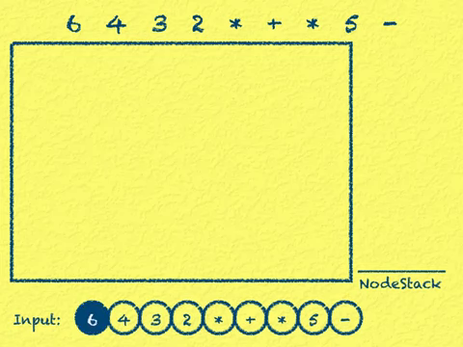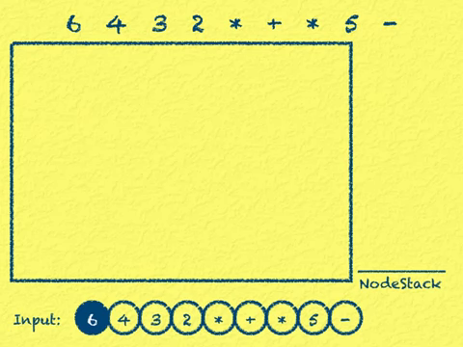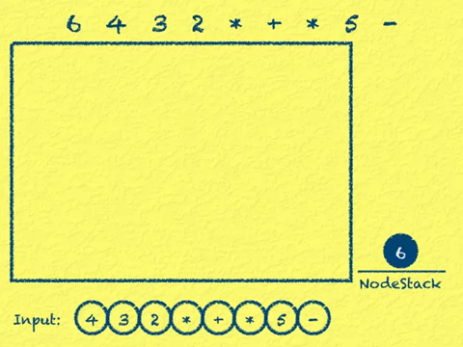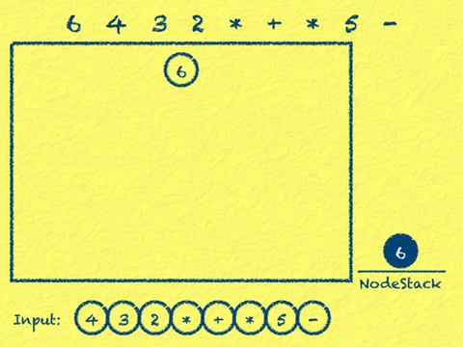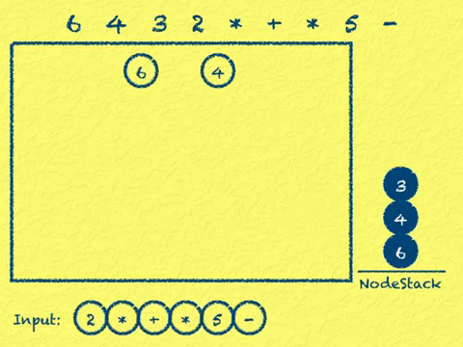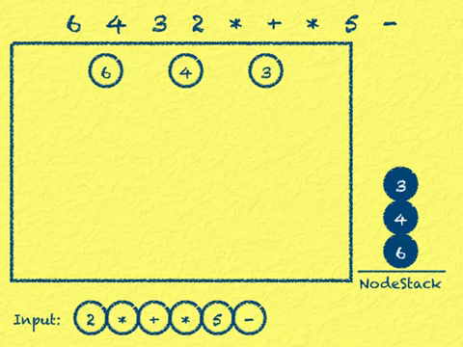So, first node, 6, it's a number, so I push it onto the node stack. Then, whenever I push a number onto the node stack, on my canvas, I'm going to create a new independent node storing that number. So, the next number, 4, pushed onto the stack. Then on my canvas, I create a new node storing the number 4. Next, I have 3, push it onto the stack. Then on my canvas, create a new independent node storing 3.